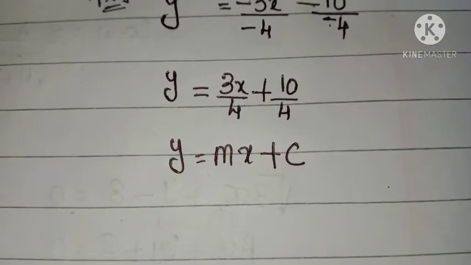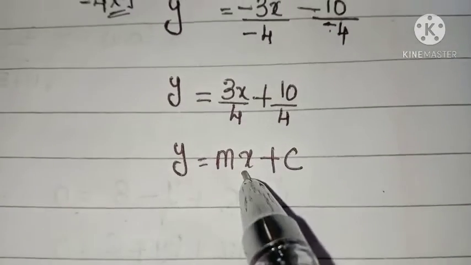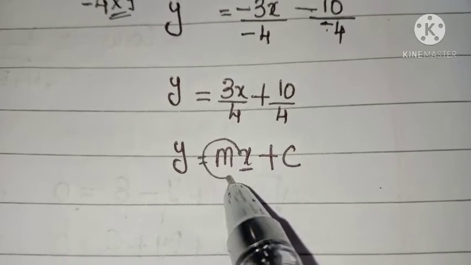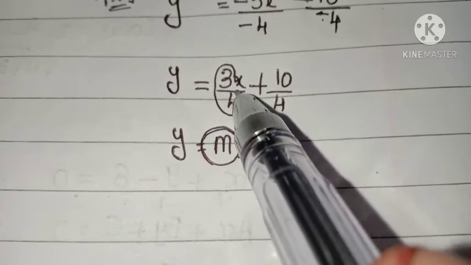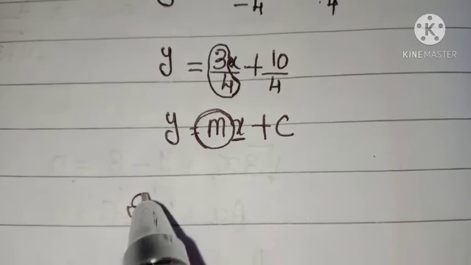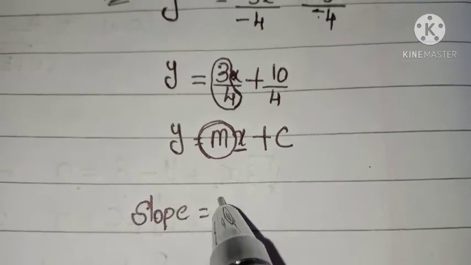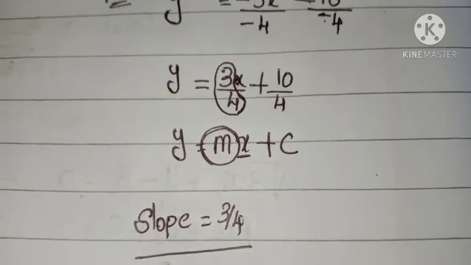Now compare these two equations. Here coefficient of x is m, that is our slope. Here what is the coefficient of x? Coefficient of x is 3 by 4. So slope equal to 3 by 4.